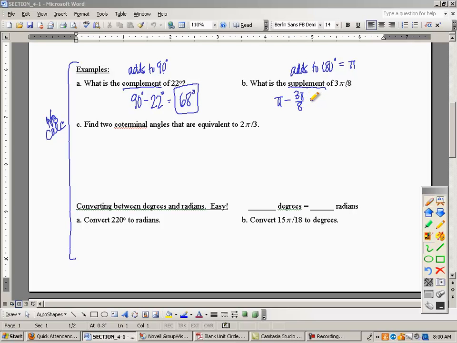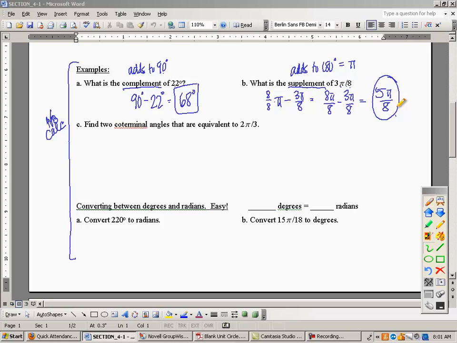Well, in order to add or subtract things, I need a common denominator. And so I'm going to multiply this pi by 8 over 8. So I have 8 pi over 8 minus 3 pi over 8, which equals 5 pi over 8. You can convert this 3 pi over 8 to a degree, find the supplement, but your answer has to be back as a radian, and you've tripled your work. So if you can keep the work in terms of radians, you're going to be much better off. But if they ask you a question in radians, your answer must be in radians.